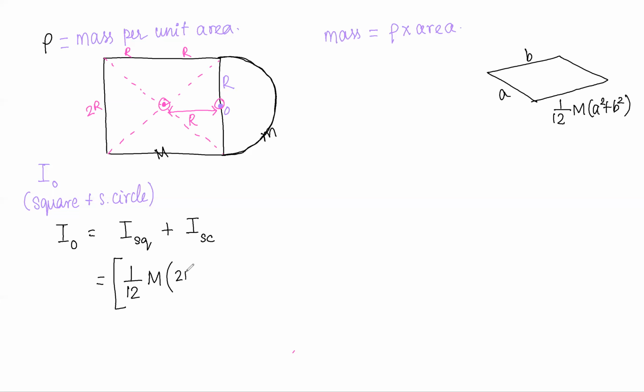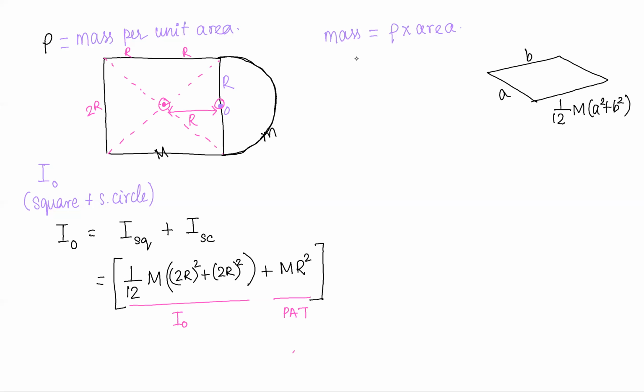So you will write 2r squared plus 2r squared, so 1 by 12 m (a squared plus b squared). Also keep in mind that the parallel axis theorem has to be applied, so this is equal to m into r squared. That is the moment of inertia of my main square, this is the moment of inertia of my square, and this is the parallel axis theorem part.